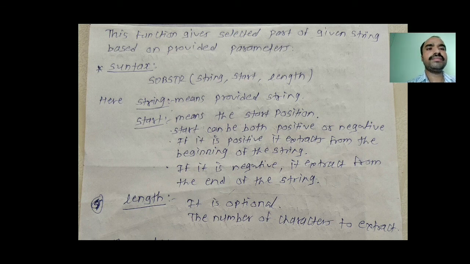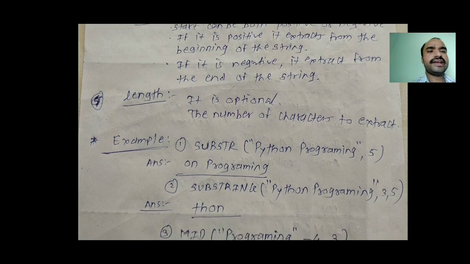String means the basic string. Start means from where you want to cut or divide the string, and length means how many characters you want in the substring. Let us take an example: substr Python programming comma 5. Now 5 indicates that after the fifth character we want all letters. So the answer will be programming. See here, space is also counted in these functions. For length also space is counted. For substr also space is counted.